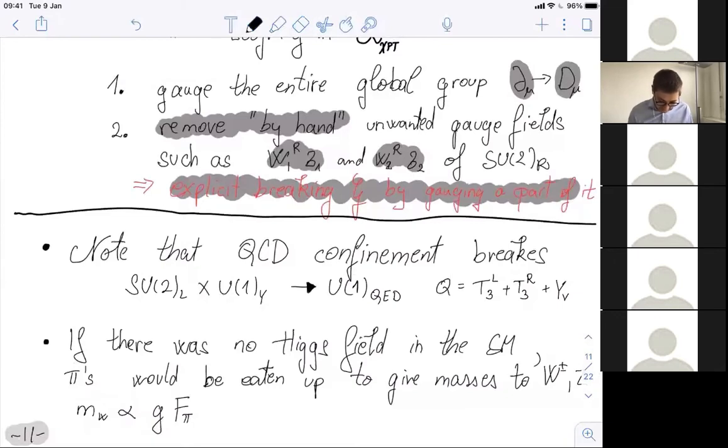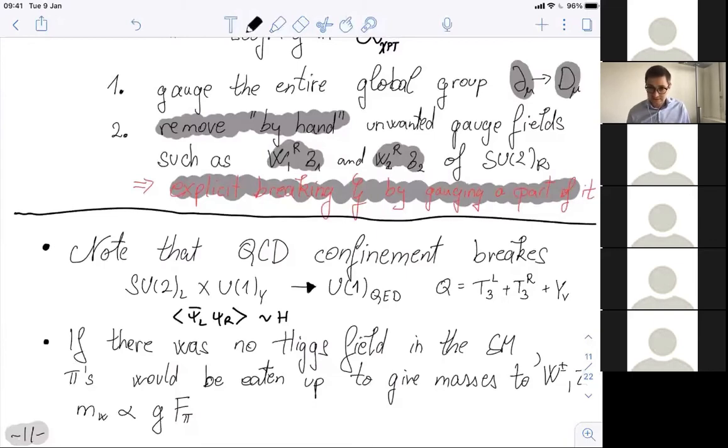Say it again. I mean the psi left bar, psi right. You know that this term basically has the quantum numbers of the Higgs. Yes, exactly. So this is the condensate. That is the non-zero vacuum expectation value of this bilinear.